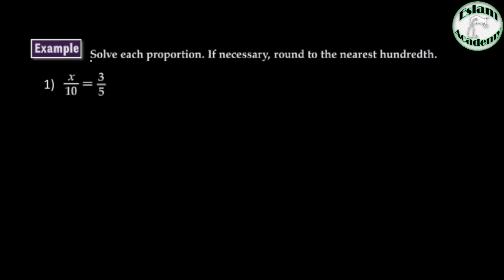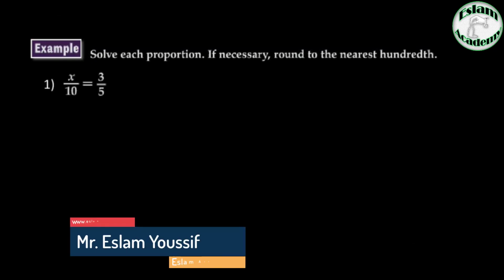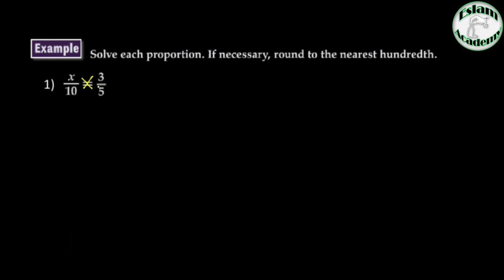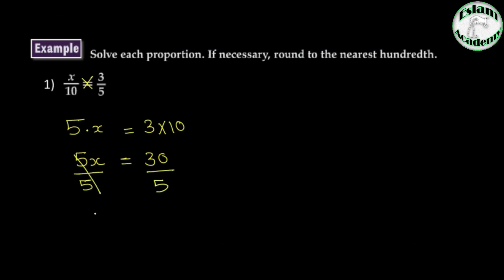In this problem, we need to solve each proportion. Solving a proportion means finding the value of the variable which makes the left-hand side equal to the right-hand side. We will solve by using two ways. The first one: because the two ratios are proportional, the product of means equals the product of extremes. So we start by multiplying: 5 times x equals 3 times 10. 5x equals 30. Then solving the equation, divide by 5 on both sides, then x is equal to 6.